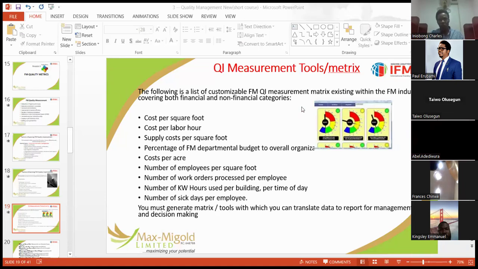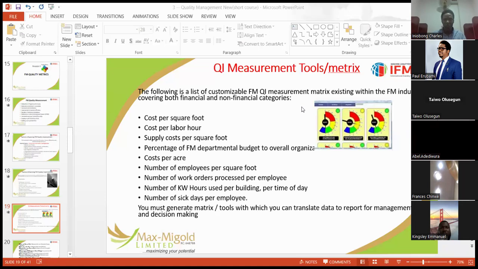All right, so we have the cost per square foot. This measures the cost efficiency of space utilization. This metric helps you to measure the cost efficiency of space utilization. We have the cost per labor hour. This evaluates labor cost efficiency. These are metrics you put together to measure what you are doing. Then we have the supply cost per square foot. This analyzes the cost of supplies relative to space, what you are supplying relative to the space that you have.